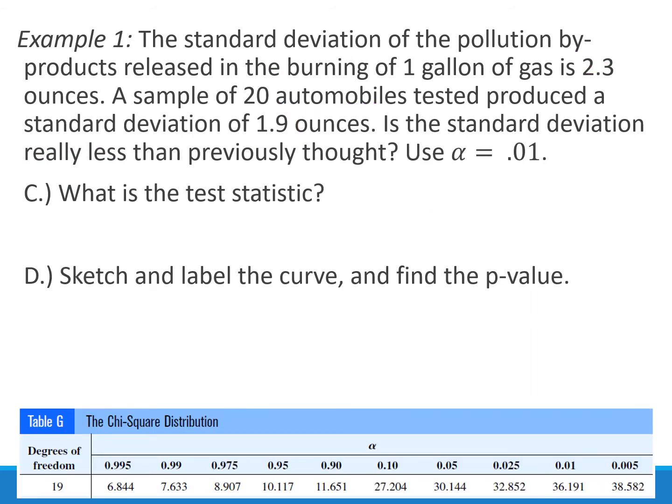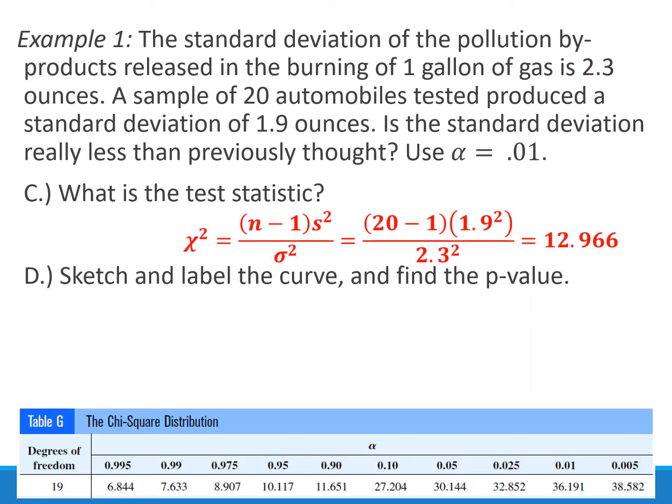For a test statistic, we're going to plug into this equation right here: n-1 times the standard deviation of the sample on the top, divided by the standard deviation of the population. That denominator comes from the null hypothesis. So we plug everything in and we get 12.966. That's our test statistic, just like we got z-scores or t-scores from the previous tests. Now we want to use that test statistic to find the p-value.